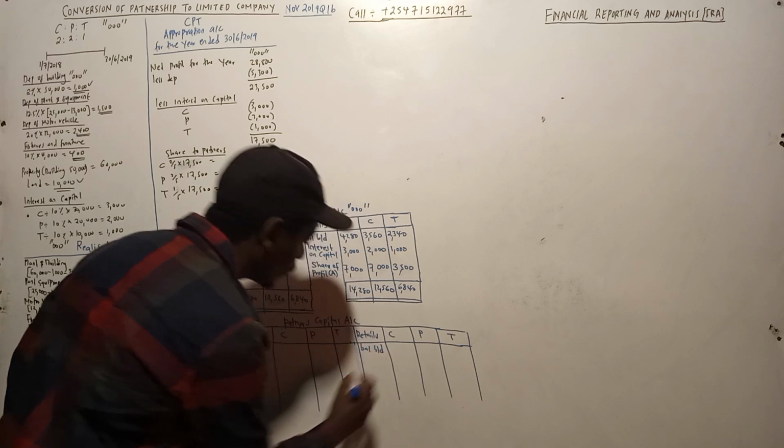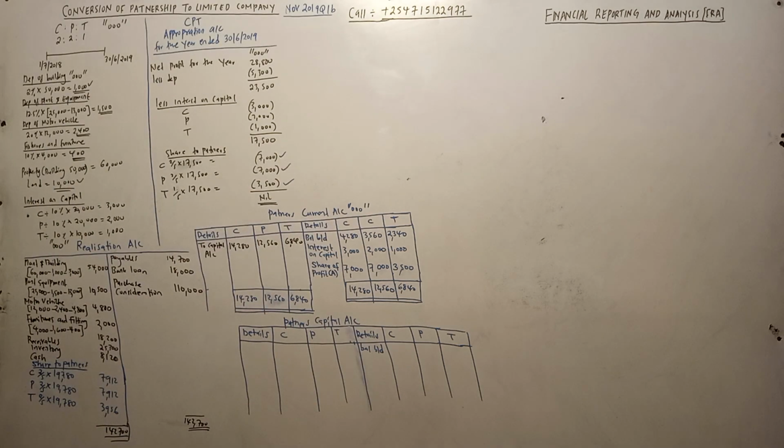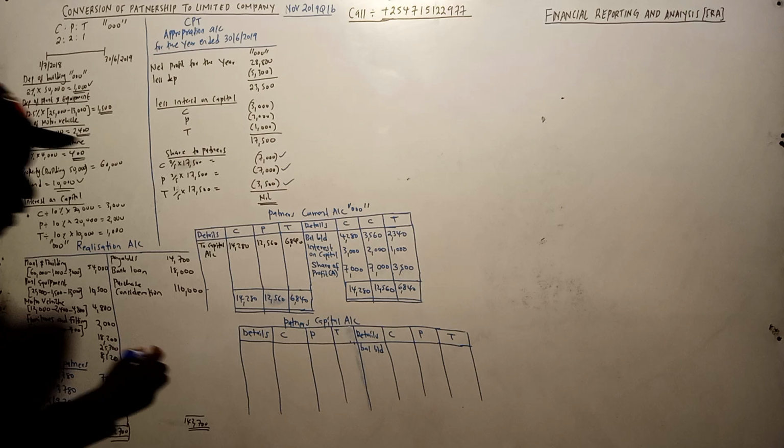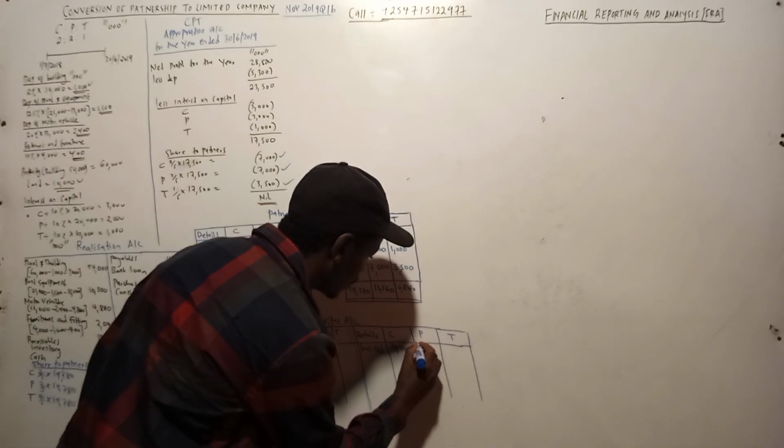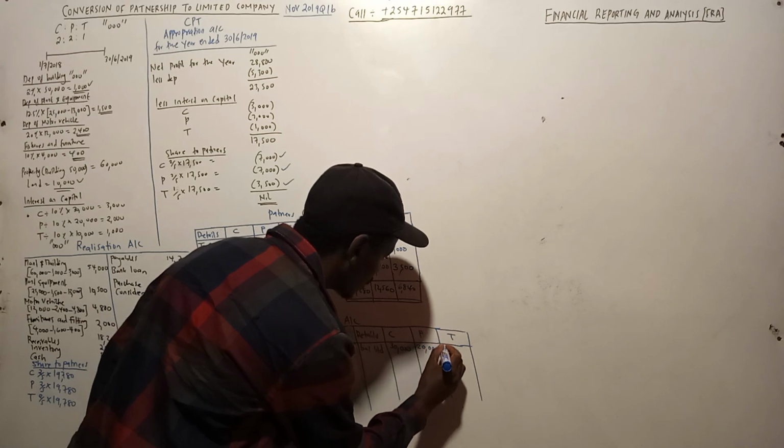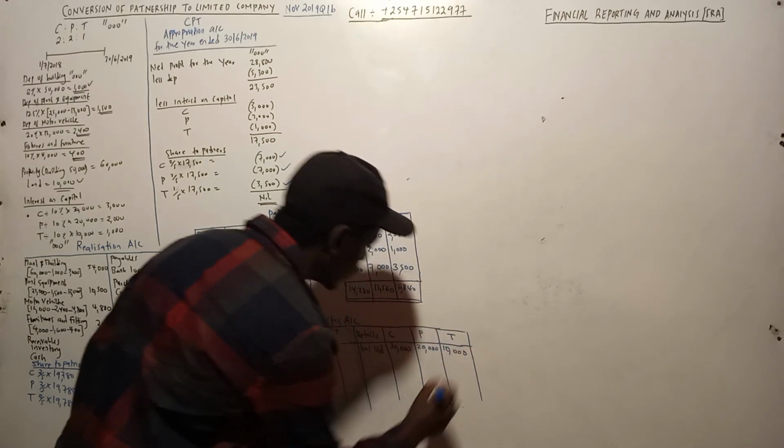Balance brought down from the total balance. So let's go to our total balance. So the capital account is 30,000, 20,000, and 10,000.